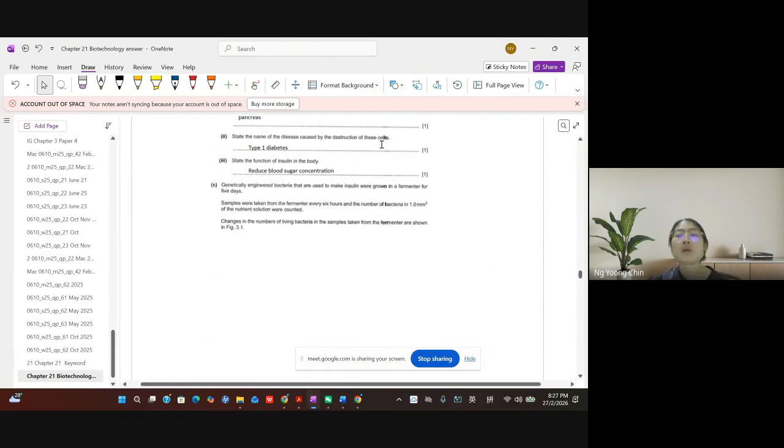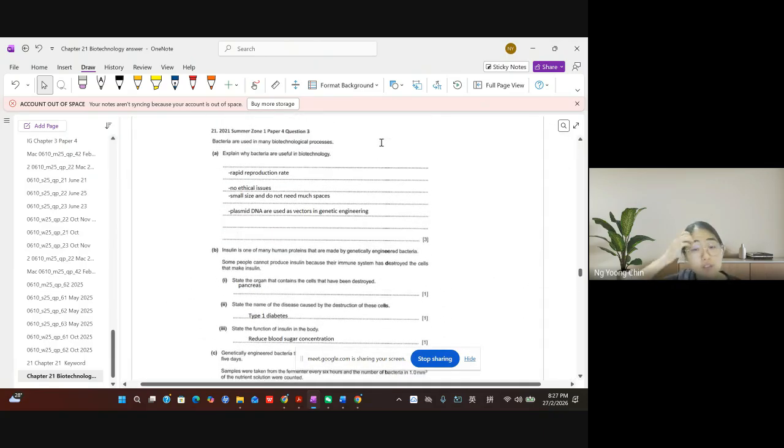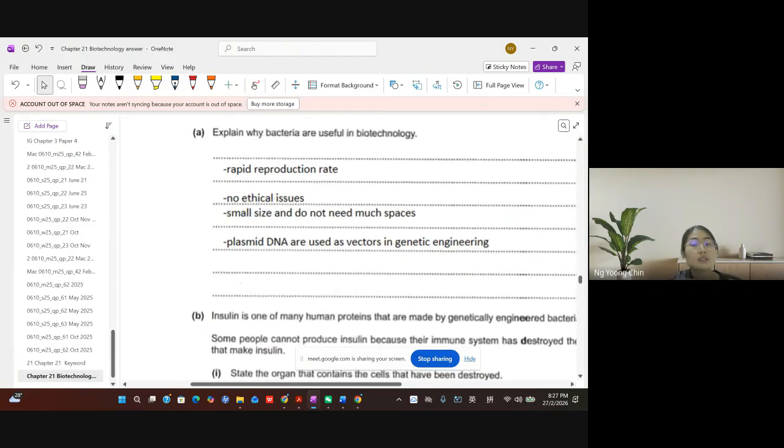This is the part that I think is in the variation topic. Okay, so why is bacteria being used, right? The main reason is that if you use bacteria, you would have no ethical issue. And then they will just produce rapidly in small size.